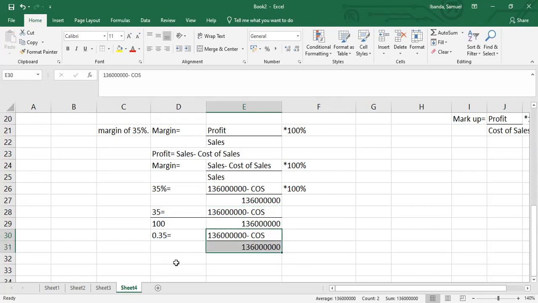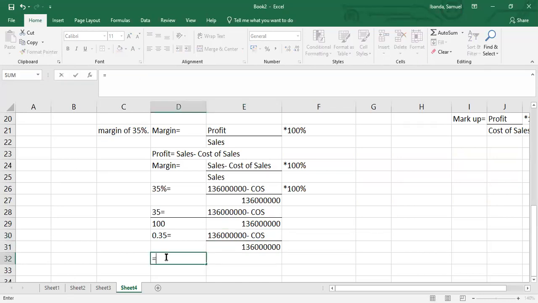So once I have that, I'm now going to make cost the subject. So what I'm going to do, I'm going to take this side, okay? So I'm going to multiply 0.35 times 136, and then I'll remain with 136 minus cost this side. And this is what I'm going to do, okay? 0.35 times 136 million.